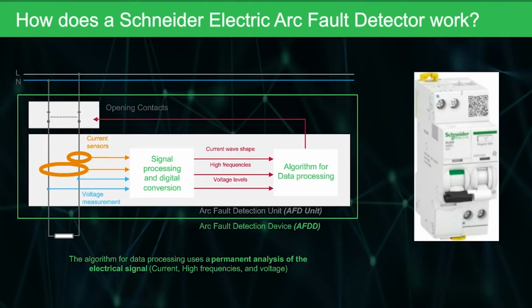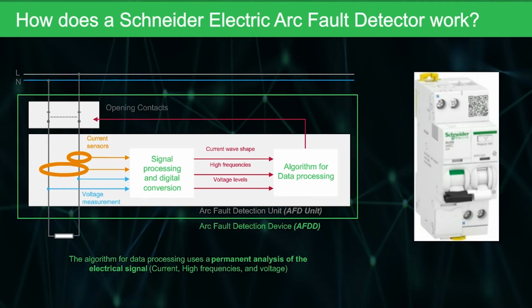This is an internal view of the device. So most of you would be used to an RCD. With an RCD, it's just got a toroid around the active and neutral, and it's just looking for the imbalance. As long as the current going through the active equals the return current going through the neutral, everything's balanced and it doesn't trip. That is also in the all-in-one device. So what we're showing here is an AFDD device that has MCB protection, RCD protection, as well as AFD detection.